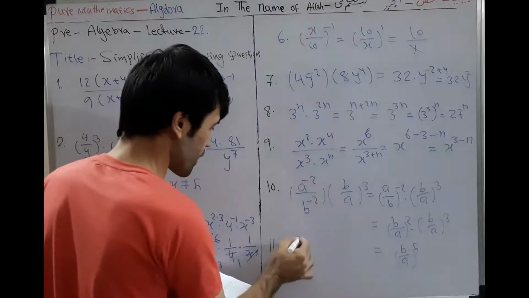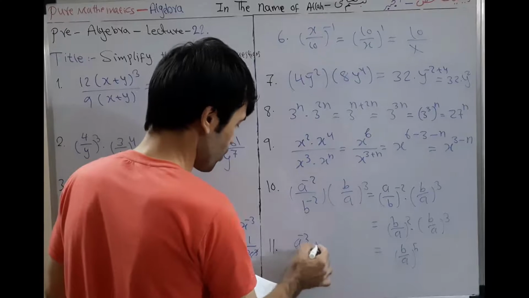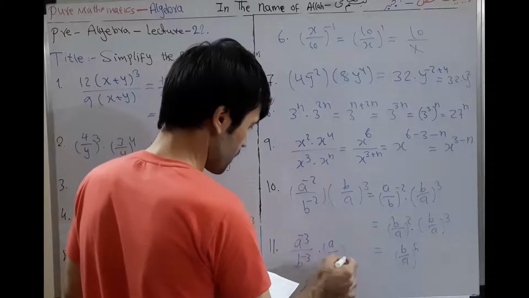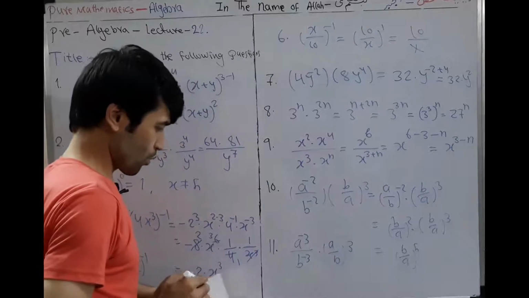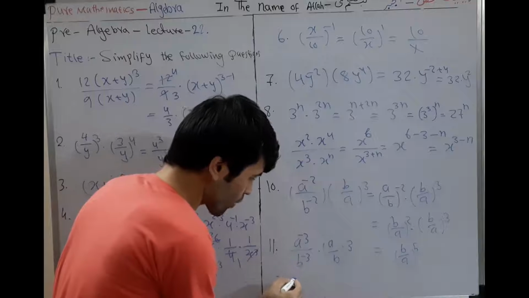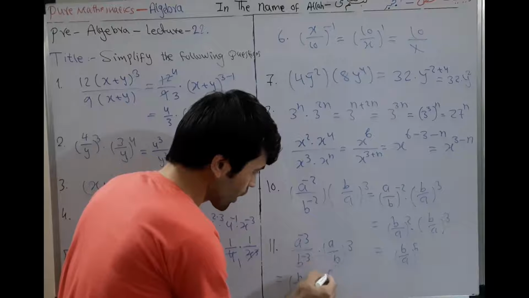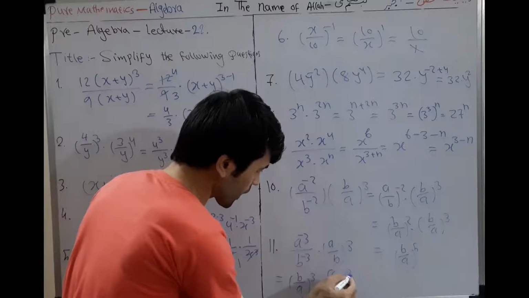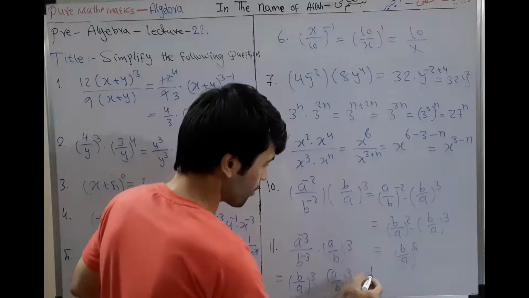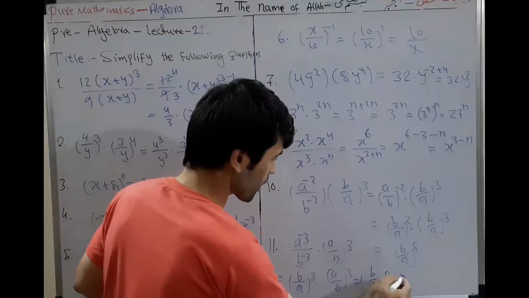Number 11, a to the power minus 3 over b to the power minus 3 into (a/b)^3. We want to solve this question. It is equal to, we can write (b/a)^3 into (a/b)^3. Now it is equal to (b/a) into (a/b) whole to the power 3.